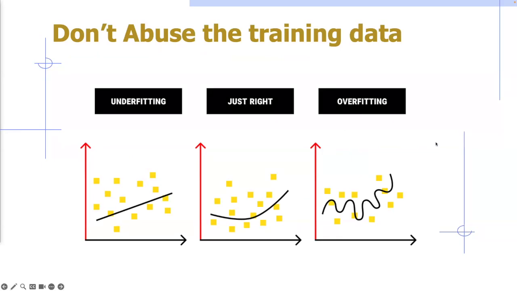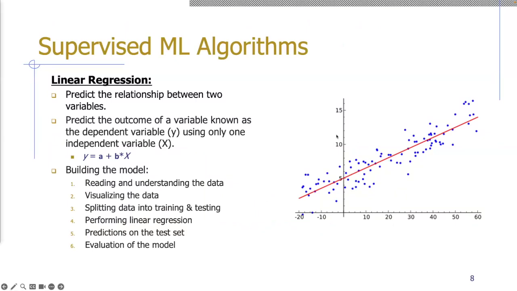So that's also not good either. You've got to be careful with underfitting and overfitting, and there are some solutions that we will see along the way. Today we're going to start with a supervised machine learning algorithm, which is linear regression.